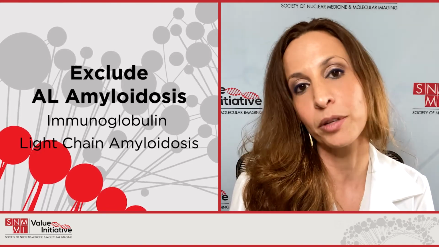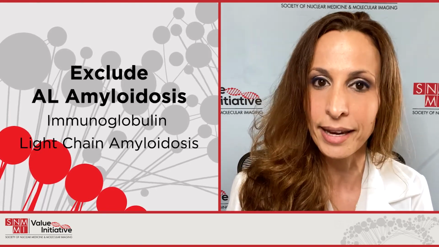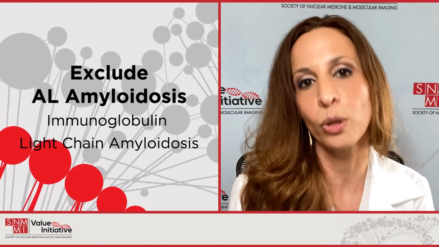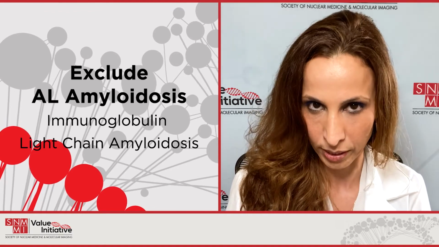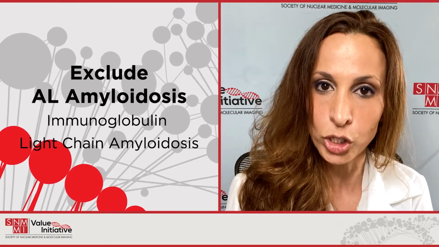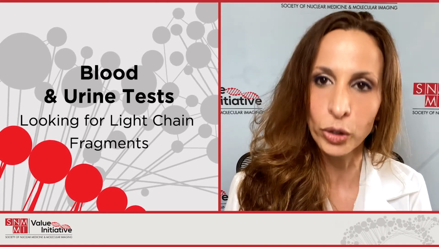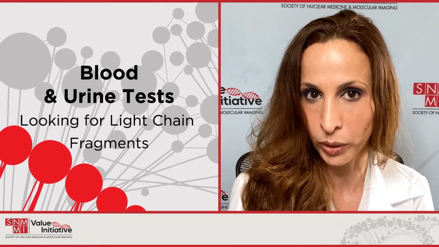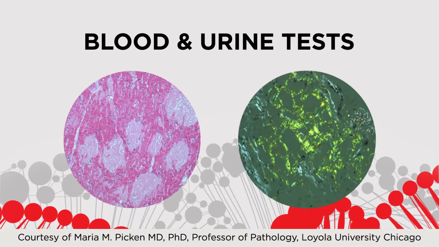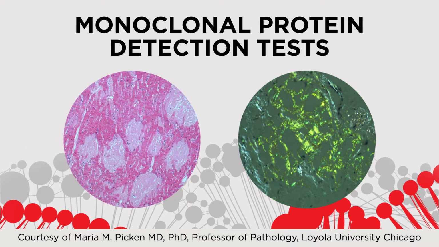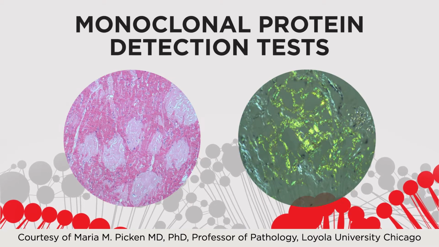The first type that we want to exclude is called AL amyloidosis, and the longer version of it is immunoglobulin light chain amyloidosis. This is the first one we would like to exclude, and we do it by simple blood tests and urine tests, looking for light chain fragments within the body. And if we detect light chains within the urine or the blood, also known as a monoclonal protein detection test, the next step is to confirm it by biopsy.